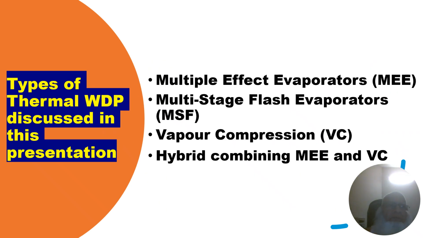This slide shows types of thermal water desalination plants discussed in this presentation. Generally, there are four types of desalination plants: multiple effect evaporators, multi-stage flash evaporators, vapor compression, and hybrid combining both multiple effect evaporators (MEE) and vapor compression water desalination plants.